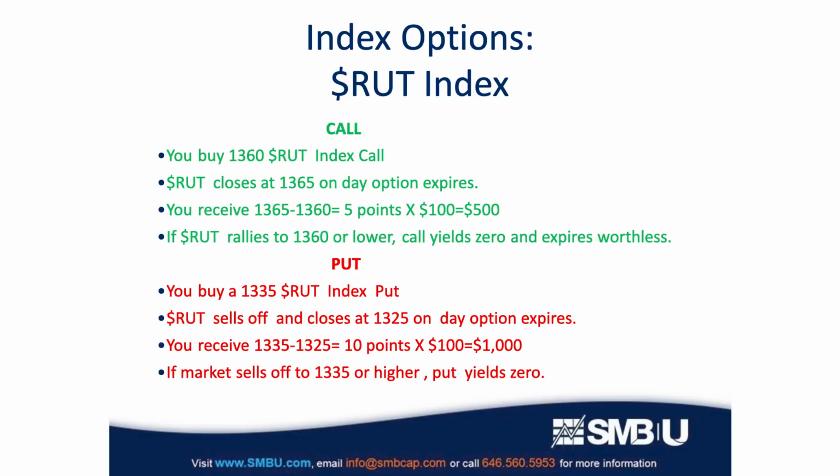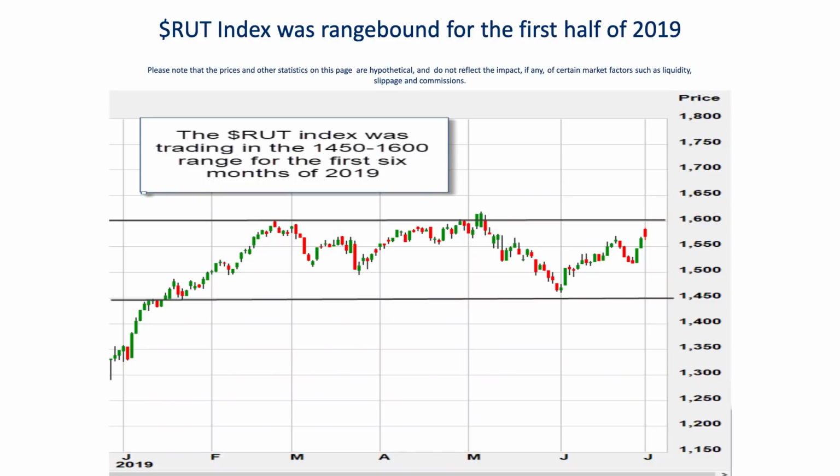On the downside of the market, if you buy a 1335 put and the market sells off to say 1325, you'd make $1,000. But if the market just sold off to 1335 or higher, the put would expire worthless. So those are the basics of index options. And remember, you can buy options, but your broker will allow you to sell options as well. And your broker will also allow you to put together combinations of options. In other words, options strategies that involve both short and long options purchased in a way that is advantageous to you as a trader.